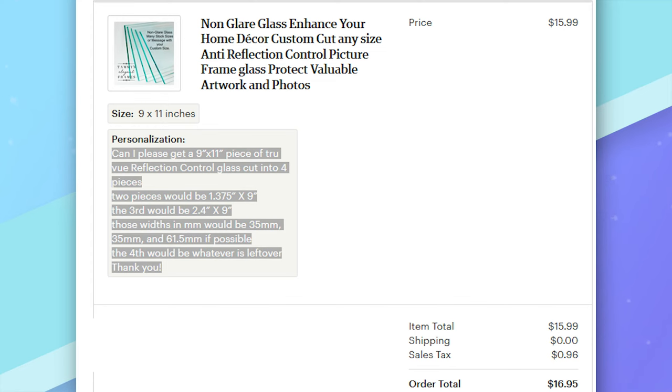Can I please get a 9 inch by 11 inch piece of True View Reflection Control Glass cut into 4 pieces? Two pieces would be 1.375 inches by 9 inches. The third would be 2.4 inches by 9 inches. Those widths in millimeters would be 35, 35, and 61.5 if possible. The fourth would be whatever's left over. Let me tell you, getting all of that info into the 256 characters that Etsy allows you was an ordeal of its own.